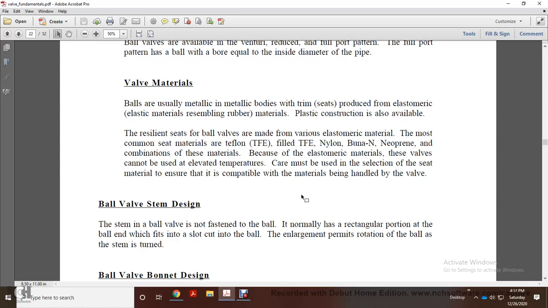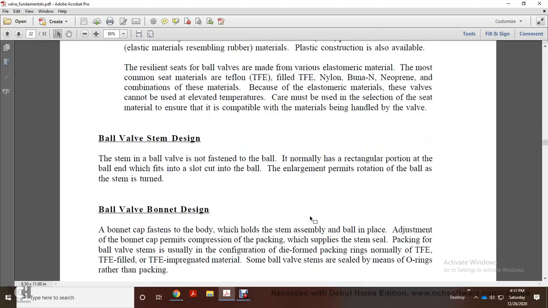Resilient seats of the ball valves are made with various elastomeric materials. The most common seat materials may be Teflon, filled Teflon, nylon, Buna, and neoprene, or combinations of these. Basically, elastomeric valve seats cannot be used at elevated temperature. Care must be used in selecting the seat material to ensure compatibility with the materials being handled in the valve.